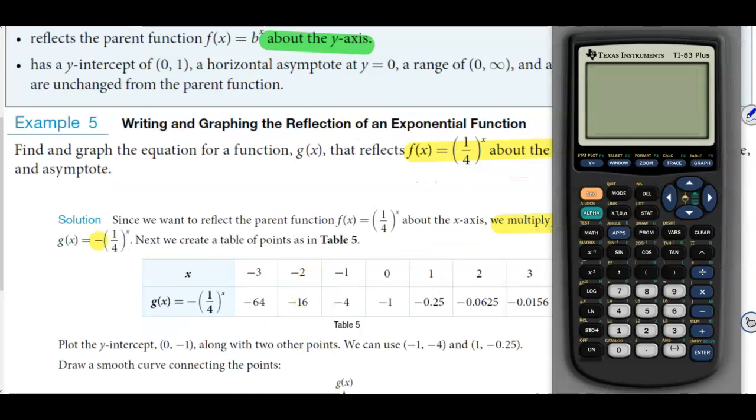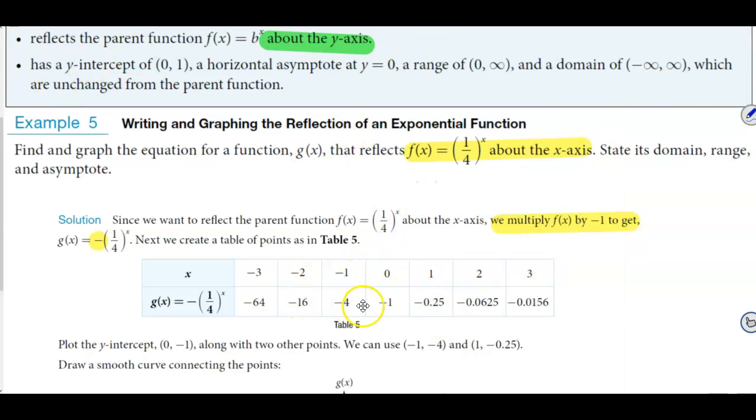So what we can do is open up the calculator again and go through some points. Okay, so we're going to have a negative sign, and then we have 1/4, which we're going to call 0.25. And then we're going to raise that to negative 3, and that's going to give us a value of negative 64. Next, we're going to take negative 0.25 and raise it to the power of negative 2, and we're going to get negative 16. And if we keep continuing on, we will see that these are the numbers that we're going to get as our outputs.